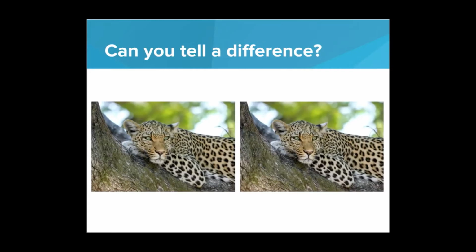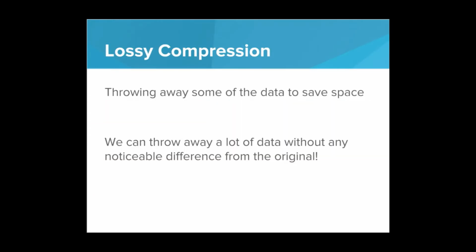But what's incredible is that the image on the left is using 363 kilobytes of information, while the image on the right is only using 110. And this is huge. The image on the right is less than a third of the size of the one on the left, yet it still looks pretty much exactly the same. This is the beauty of lossy compression.